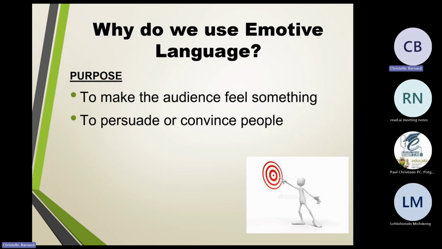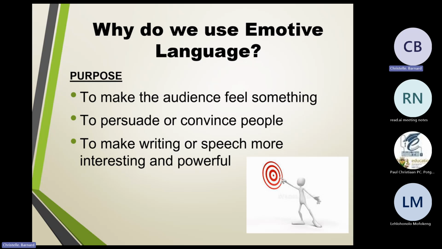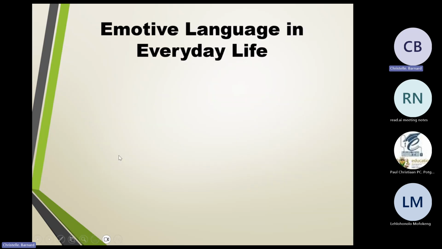So we have to feel something. They want to persuade us. They want to convince us to do something, to buy something. They want to convince us to feel something. So sometimes they play on our feelings. You either might feel guilty or you might be excited. So they play on those emotions by using emotive language. And then the last one, it is to make writing or speech more interesting and more powerful. It creates a much better picture if you add these descriptive emotive words.